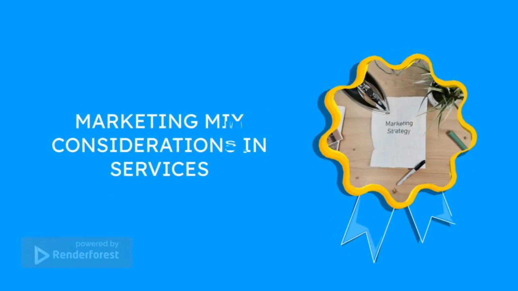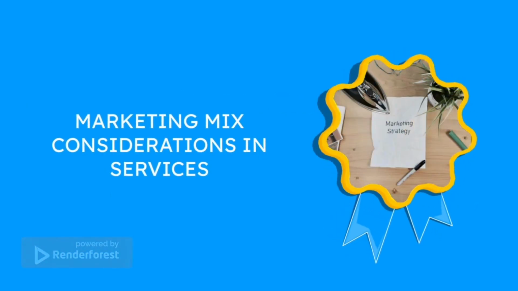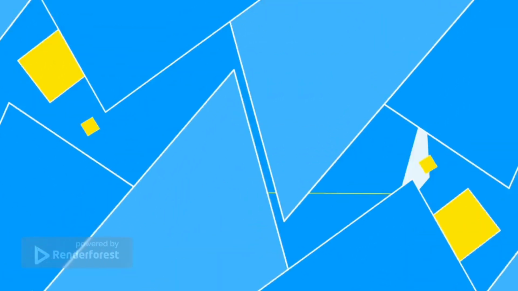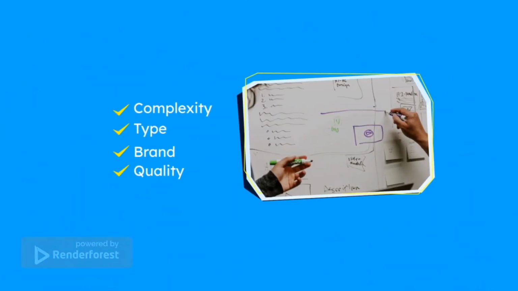Marketing mix considerations in services include complexity, type, brand, and quality. The complexity factor of a service plays an important role in determining the price of the service. The type of service performed will also determine the charge rate that will be charged for the service. The brand plays an important role in determining the price of the service.